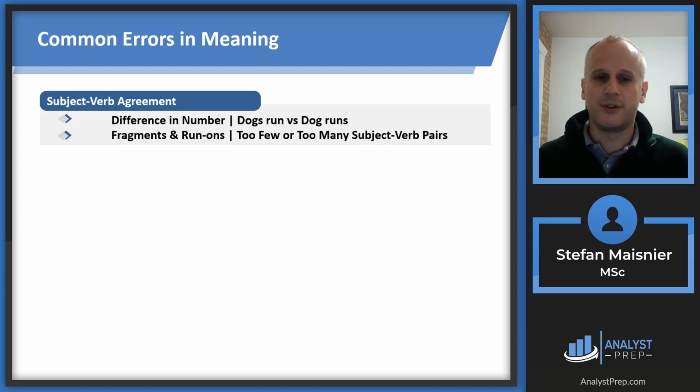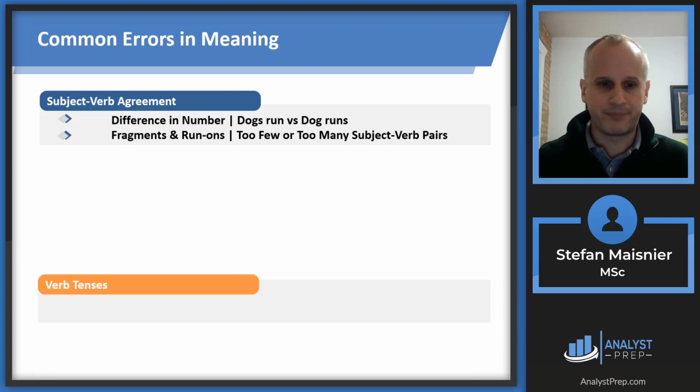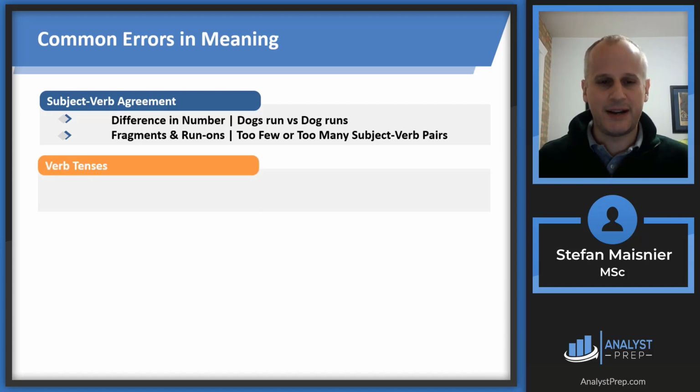Whereas more likely you're going to see something like we saw in the previous example, where a fragment is created because you only have descriptions of the main subject, and the main subject never conducts a primary action for the verb in the sentence. Our next common error is going to be pertaining to verb tenses.